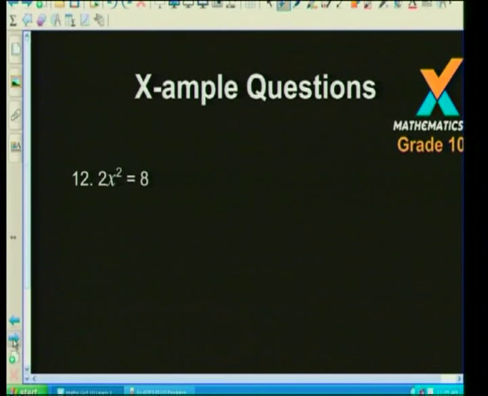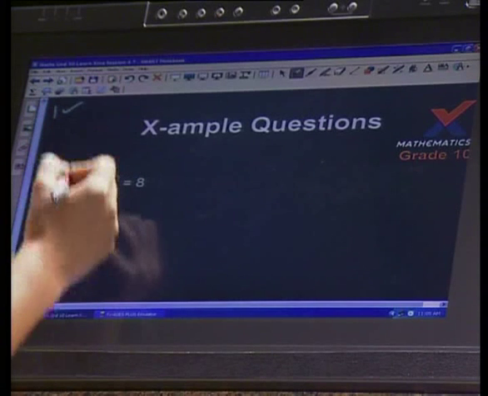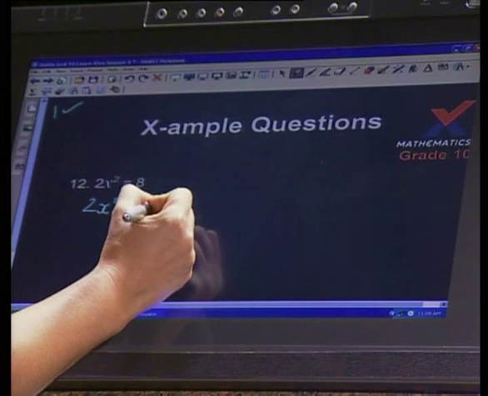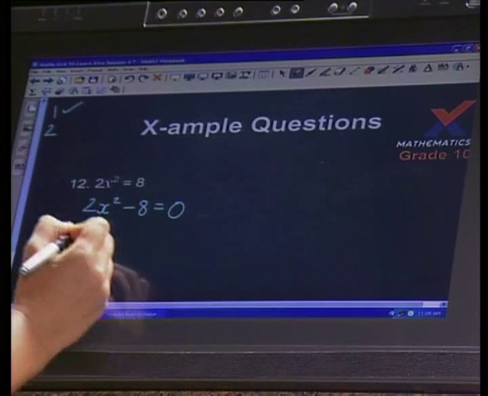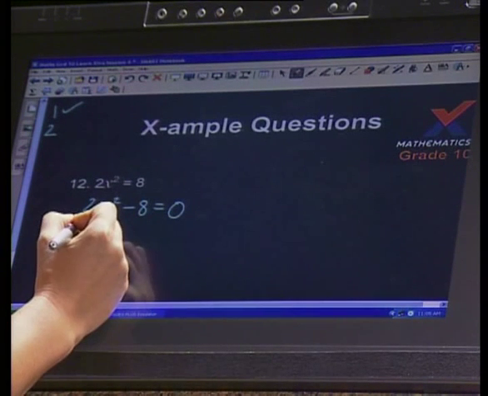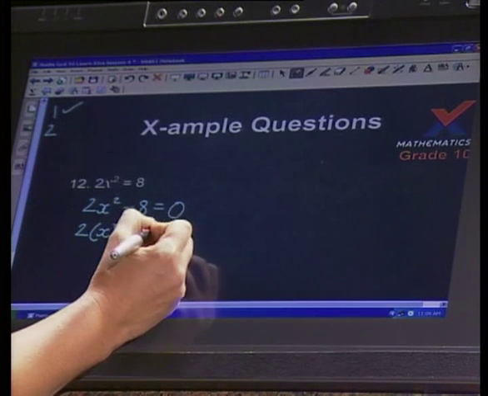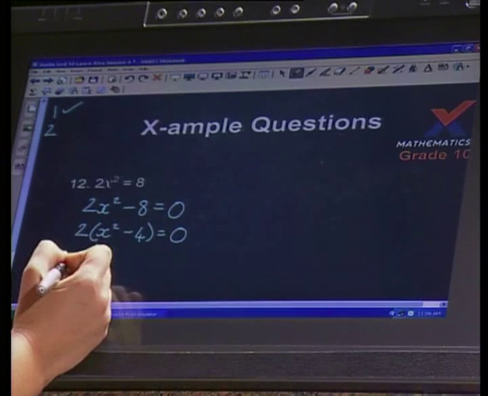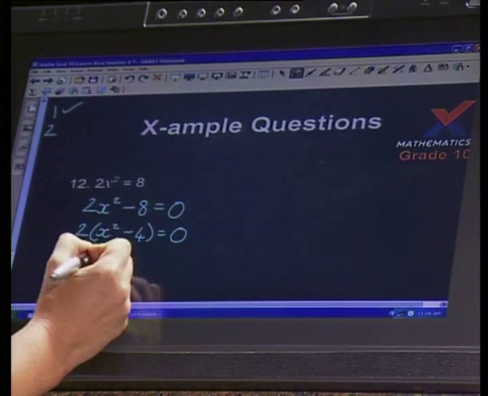Number 12. Okay, how do I know that it is a quadratic equation? It's got a squared in it. It's got x squared in it. So step 1 is to make it all equal to 0. 2x squared minus 8 is equal to 0. Step 2 is to factorize, starting with a common factor. Do I have one? Yes. 2 is taken out and I'm left with x squared minus 4 is equal to 0. Now how do I get rid of that 2? Well, I divide both sides by 2 and then it disappears. It's nice. And now I'm left with x squared minus 4.